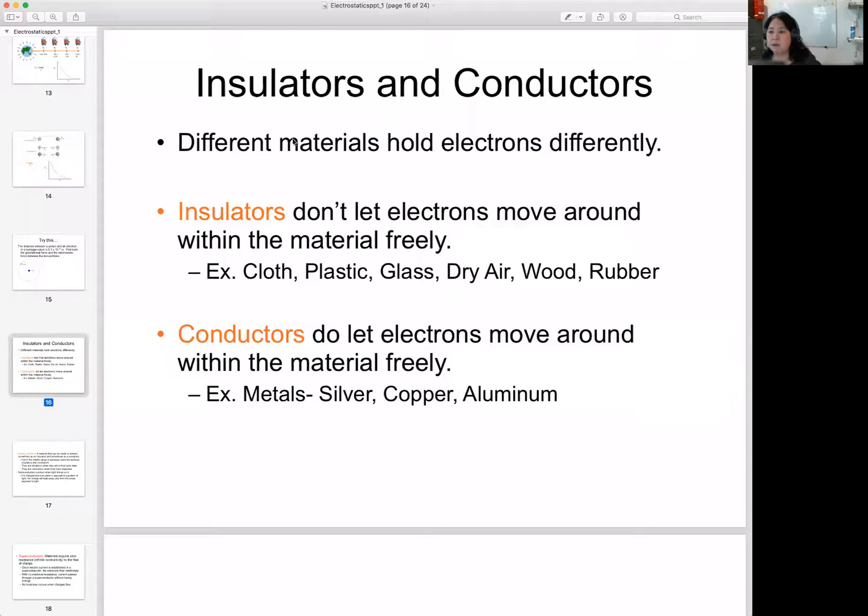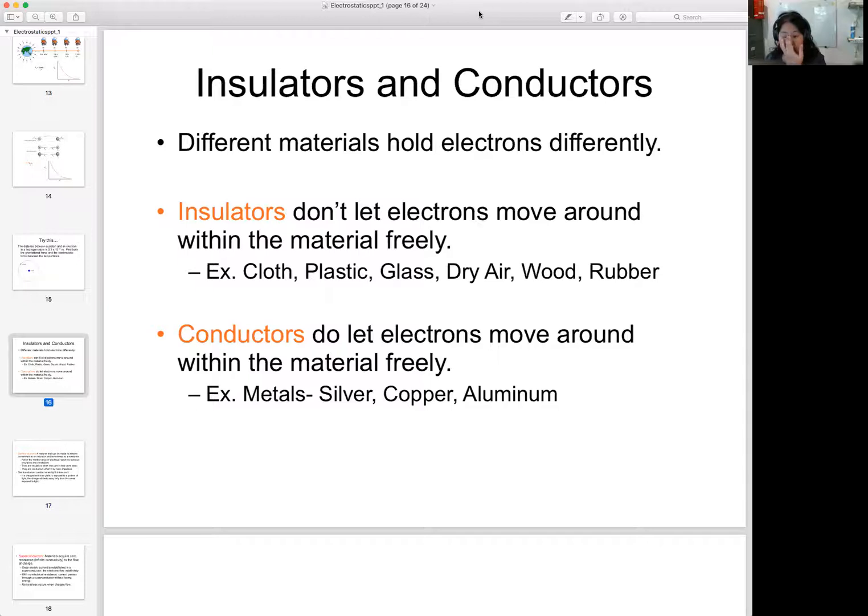Let me show you the slide again. So here, different materials hold electrons differently. Insulators, both have electrons, insulators or conductors, but the insulators' electrons do not move around freely inside. And plastic, glass, cloth, any fabric, wood, rubber, paper, they're all insulators.